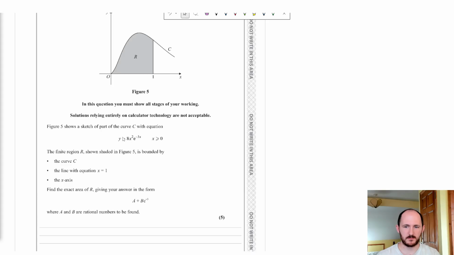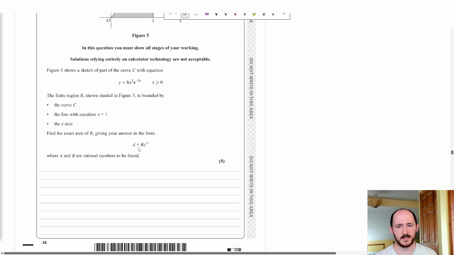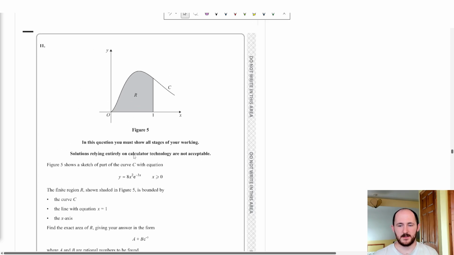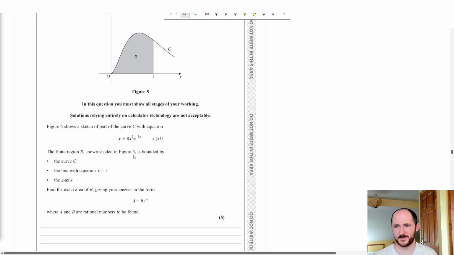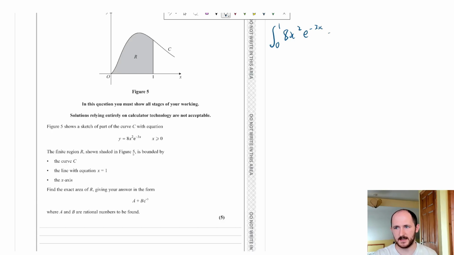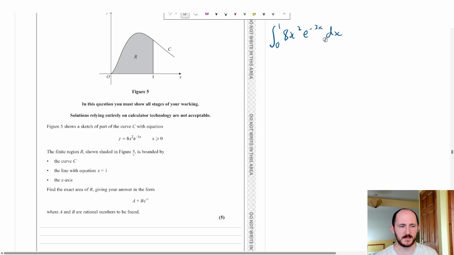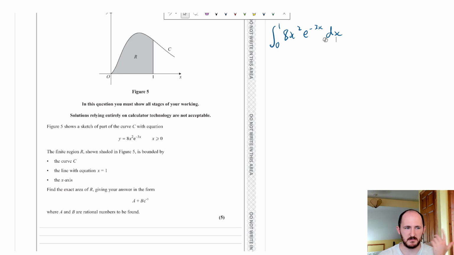Before I do this, I would like to see if there's any way I can shorten this, maybe with a substitution or something like that. But honestly, I think integration by parts is the fastest way to do it. So we might as well just get into it. We're just integrating between 0 and 1, integrating 8x squared e to the negative 3x dx. Now again, some students might get a bit scared that you have to do it twice, but it's fine. That's completely legal. Don't worry about it.